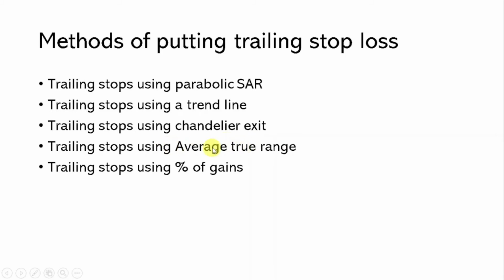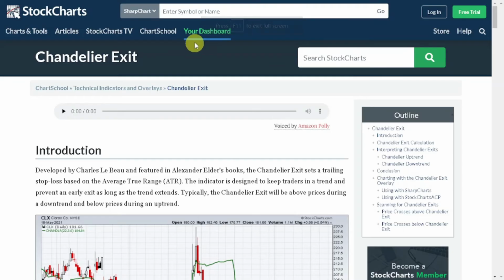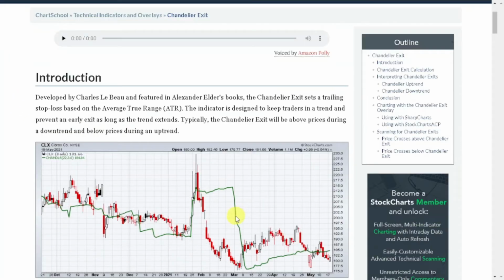Now the third method is trailing stops using Chandelier exit. To understand this, I would say that you should go to the StockCharts website first. So as you can see, I am there on StockCharts. It's a very good website if you want to learn technical analysis indicators. So you can read about Chandelier exit over there.